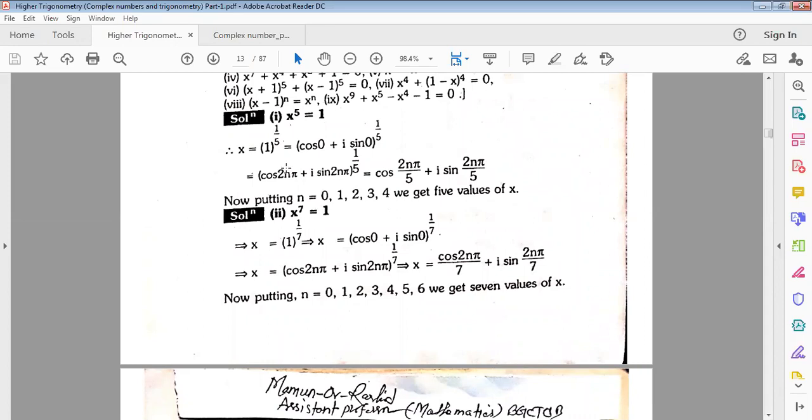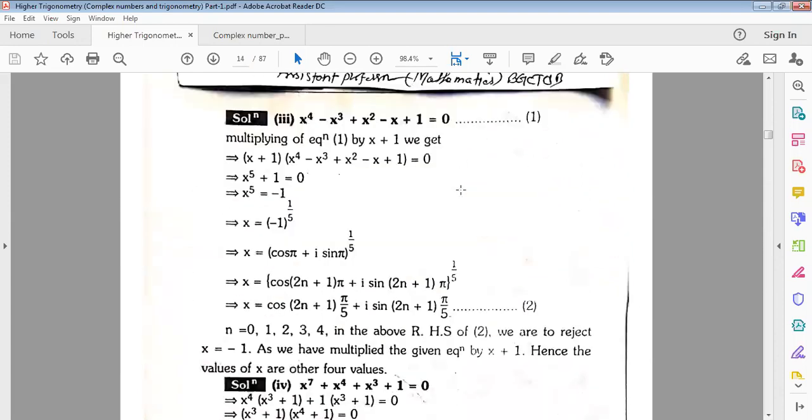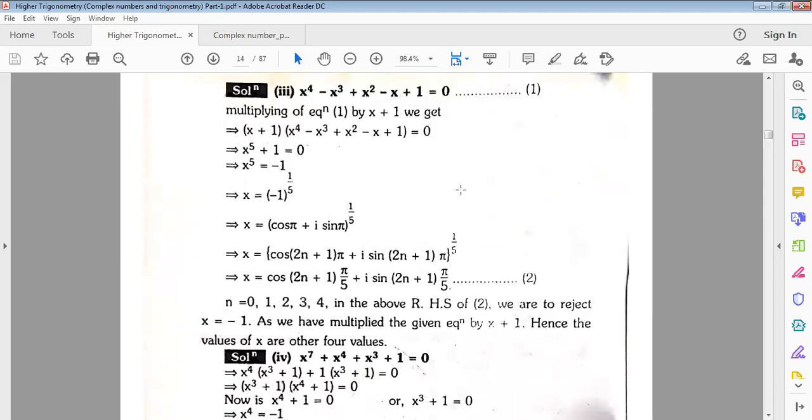Just putting n equals 0 here, we get the first value of x, then n equals 1, then we get the second value of x. If n equals 2, then we get the third value, etc. Easy, very easy for you.